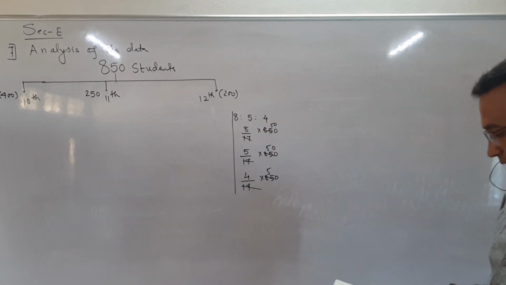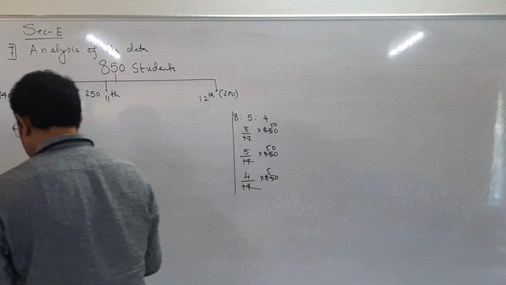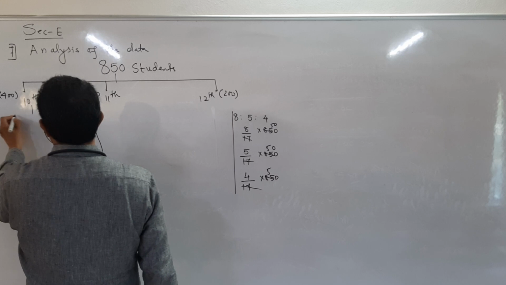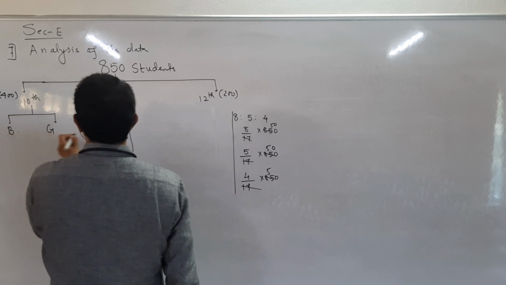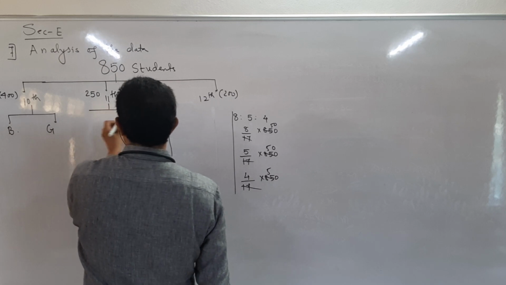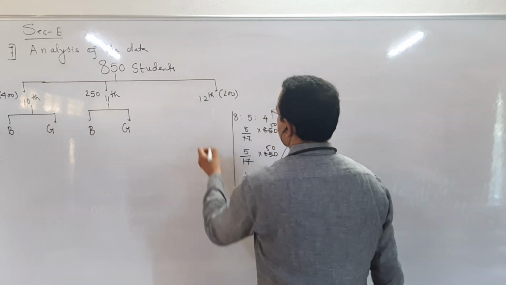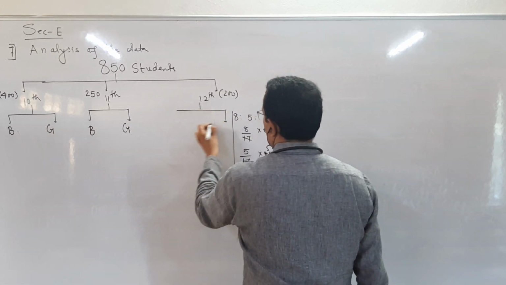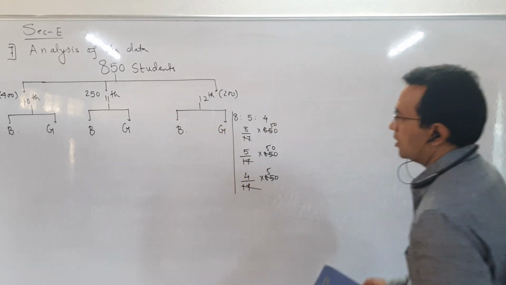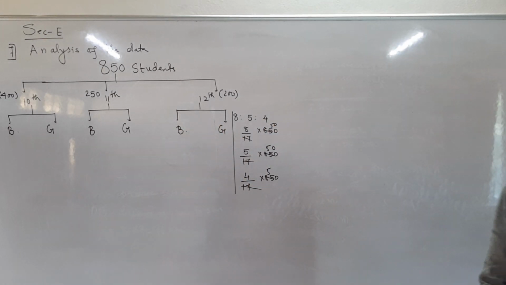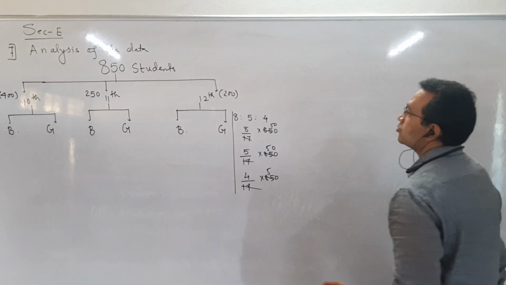In 10th standard, the number of boys is 30% of the number of students in the school. Okay, so this is divided into boys and girls. This is again divided into boys and girls, and this is also divided into boys and girls. Now, what is given, students? In 10th standard, number of boys was 30% of total number of school.